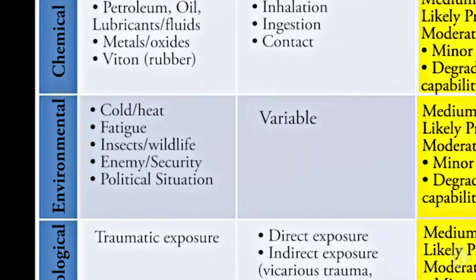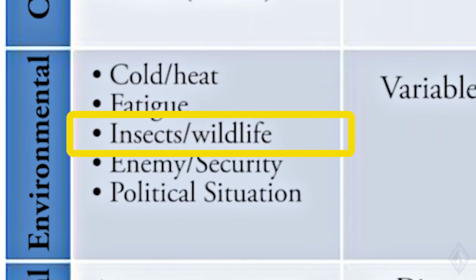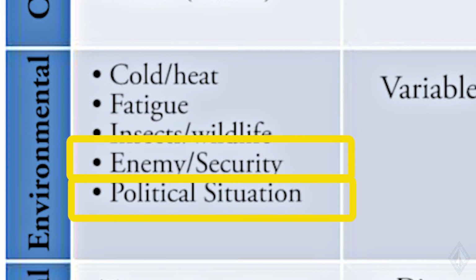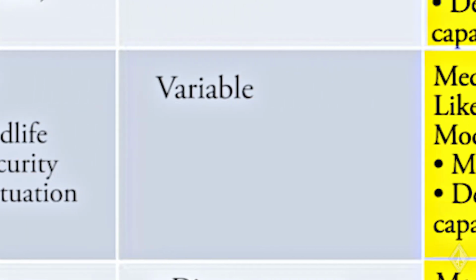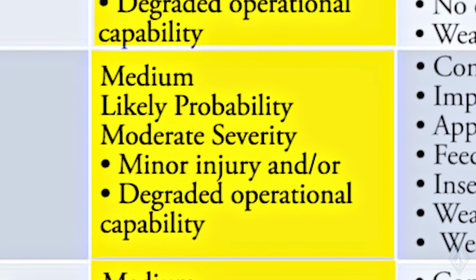Environmental hazards include cold, heat, fatigue, insects, wildlife, terrain, and threats from enemy or other security issues. Exposure routes for environmental hazards are highly variable and depend on the specific hazards, but are often through physical contact, and sometimes depend on the length of time spent on the site. For most crashes, environmental hazards are medium risk due to the high likelihood of moderate injury or mission impact.